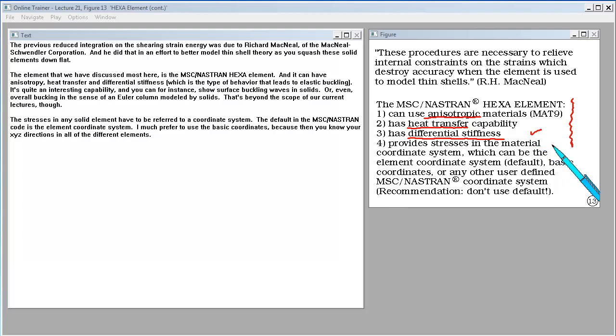The stresses in any solid element have to be referred to a coordinate system. The default in the MSc Nastran code is the element coordinate system. I much prefer to use the basic coordinates because then you know your x, y, z directions in all of the different elements.